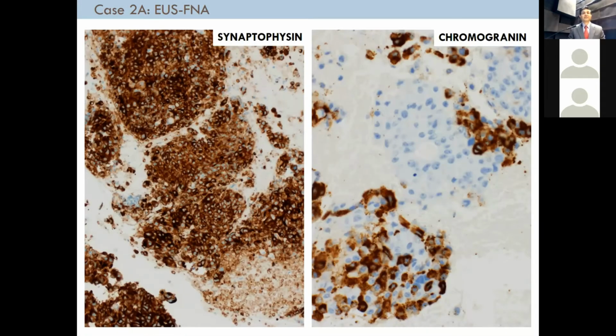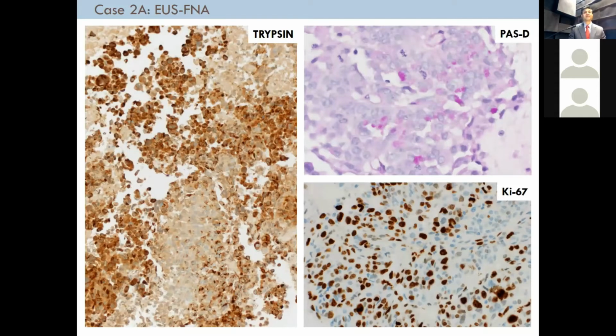By immunostaining, most of the tumor shows positivity with synaptophysin. However, chromogranin was focally positive. Additional stains performed show patchy positivity with trypsin, and there were also scattered cells that showed positivity with PSD. Since there was a significant neuroendocrine component, we did the Ki-67 stain, which showed greater than 50% positivity, which is consistent with high-grade neuroendocrine carcinoma. So this actually is a case of a mixed neuroendocrine acinar cell carcinoma.